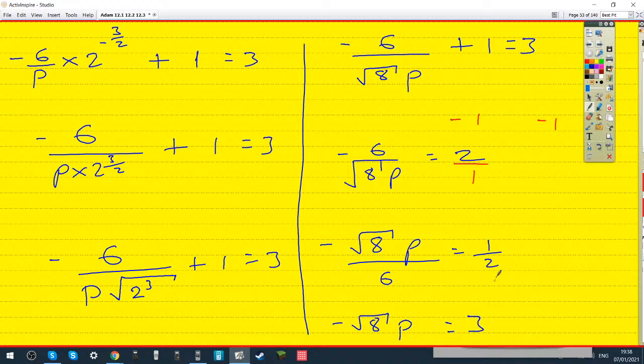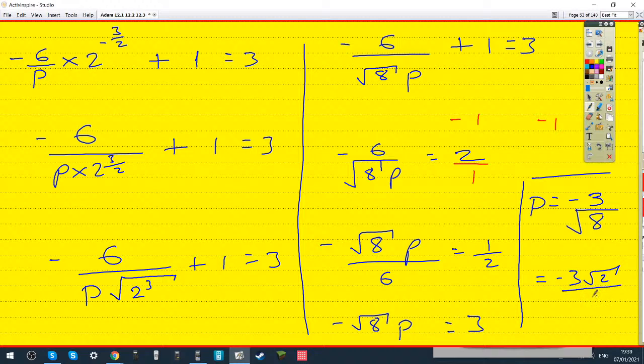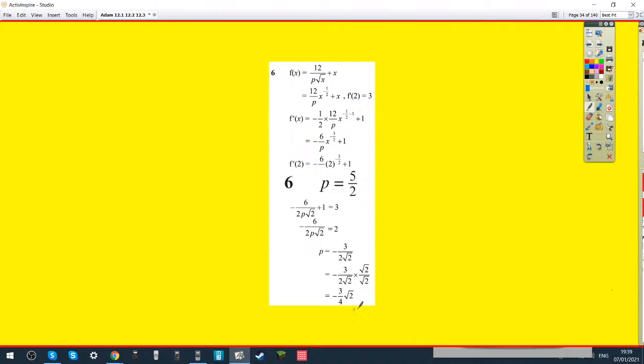And then you square both sides. I would just divide both sides by root 8, giving minus 3 over root 8, which is minus 3 root 2 over 4. Yeah, so it's basically minus 3 over root 8. The calculator simplified it first. What was it? Minus 3 root 2 over 4? Yeah. Minus 3 root 2 over 4.